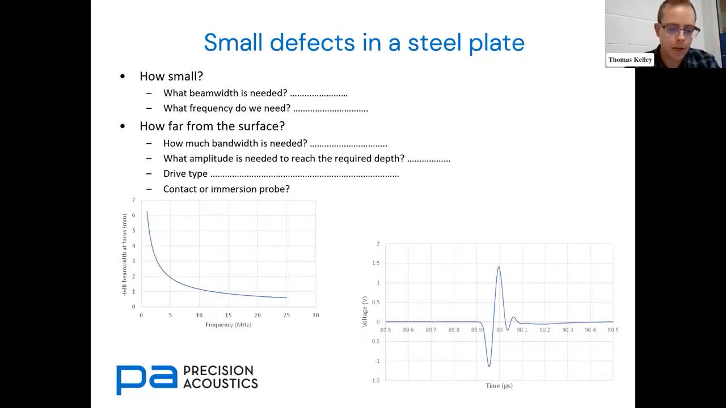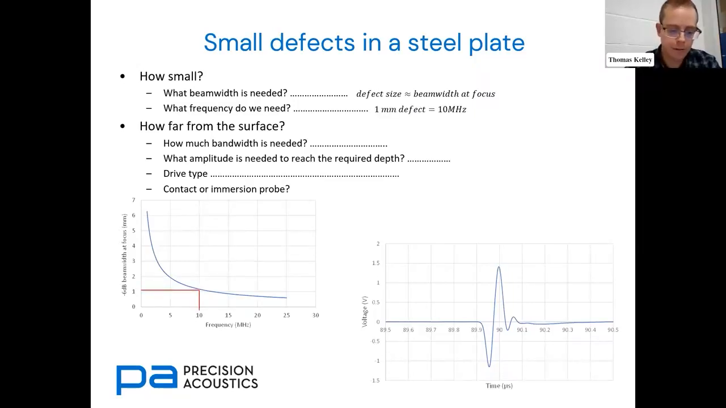So the first questions we may want to ask ourselves when thinking about transducer design are maybe how small are these defects? Where are they located? Specifically, perhaps how far from the surface, or maybe how far from any surface. If we know how small the defects are, then we can make an estimate for the beam width we need in order to see them clearly. We can also get an idea for the frequency we need to achieve this.